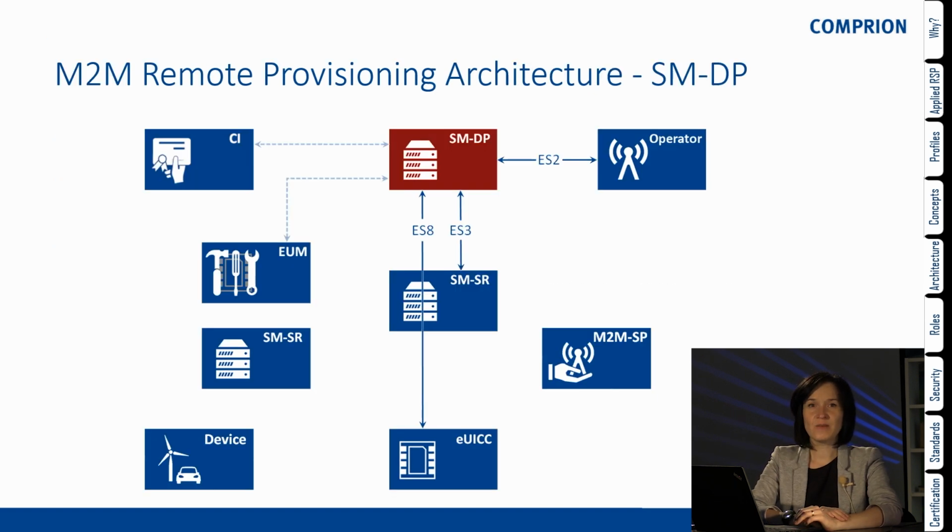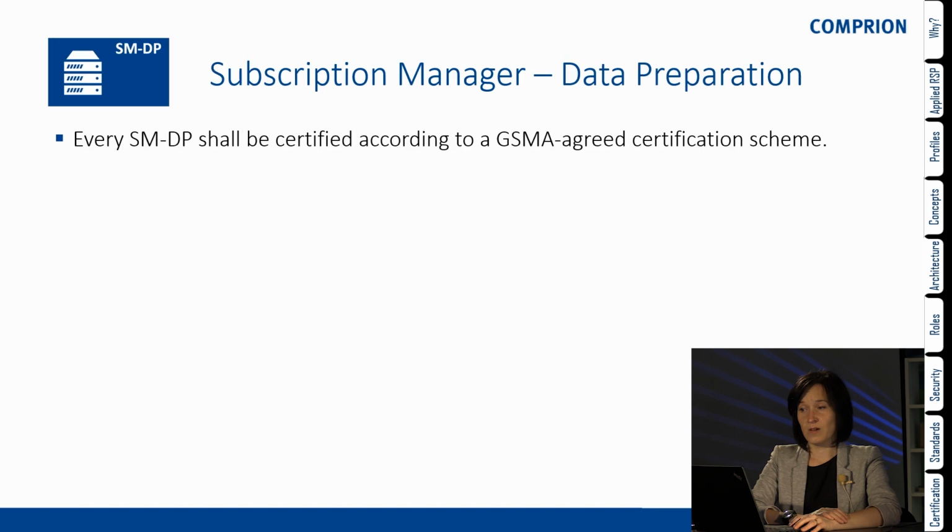Okay, subscription manager. We have two different types. This one is the subscription manager for data preparation. And you can see the connections: the connection to the EUICC, the connection to the SMSR, and the connection to the operator. So it means that there is a link between those entities, and there are communication paths or functions defined for these interfaces.